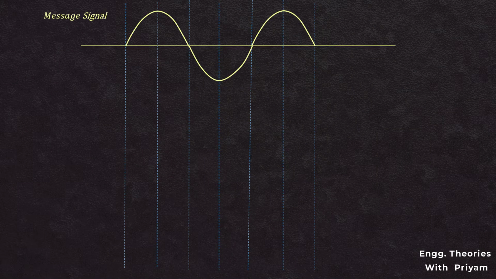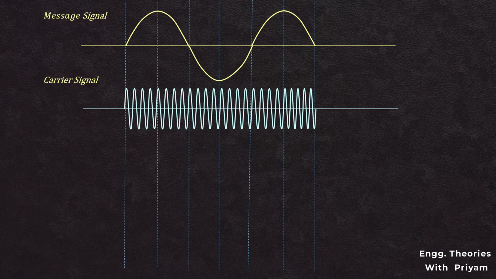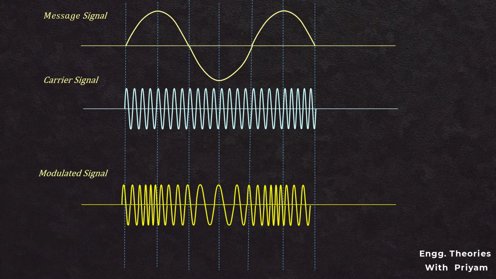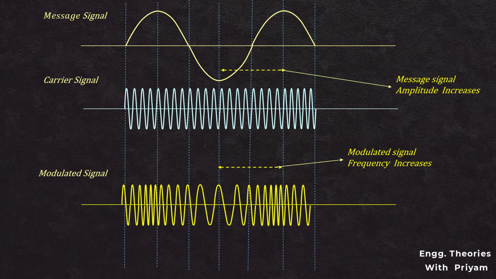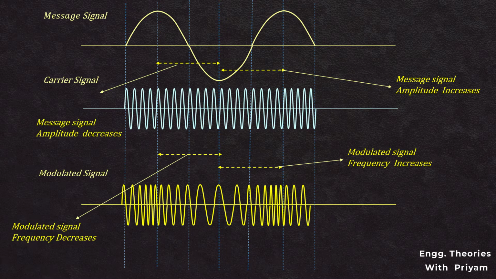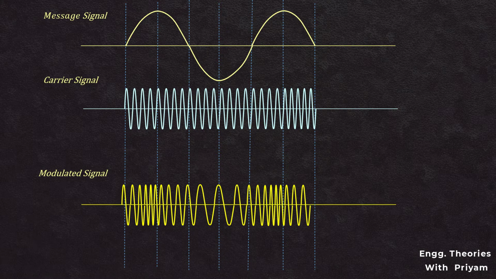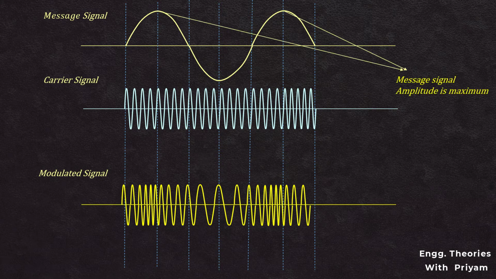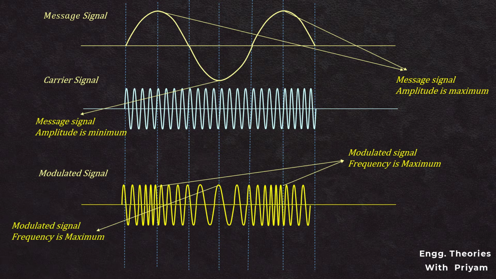Again, this is a message signal and this is the high frequency carrier signal. As we can see, the frequency of the high frequency carrier signal is varied with respect to the message signal. The frequency of the modulated signal increases with the increase in the amplitude of the message signal, and the frequency of the modulated signal decreases with the decrease in the amplitude of the message signal. The amplitude of the modulated signal remains constant and it is equal to the amplitude of the carrier signal, and when the amplitude of the message signal is maximum, the frequency of the modulated signal is also maximum, and when the amplitude of the message signal is minimum, then the frequency of the modulated signal is also minimum.